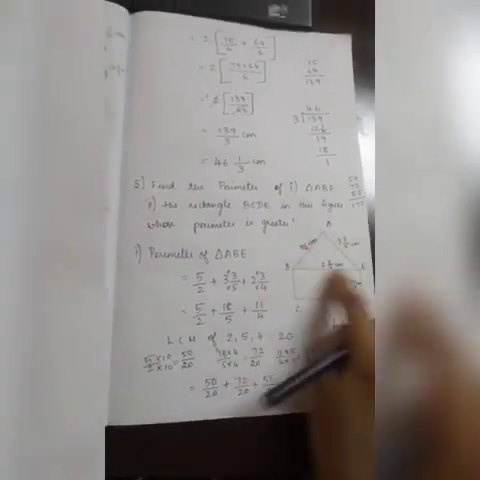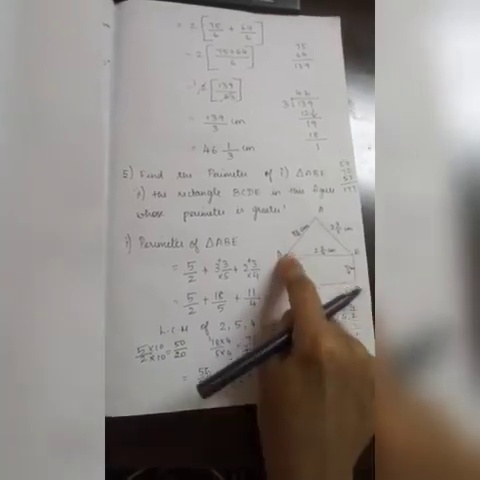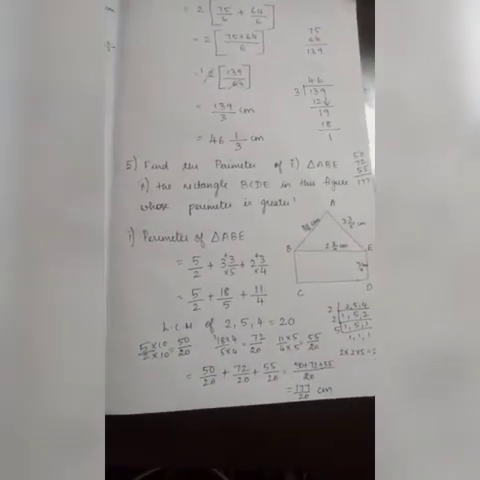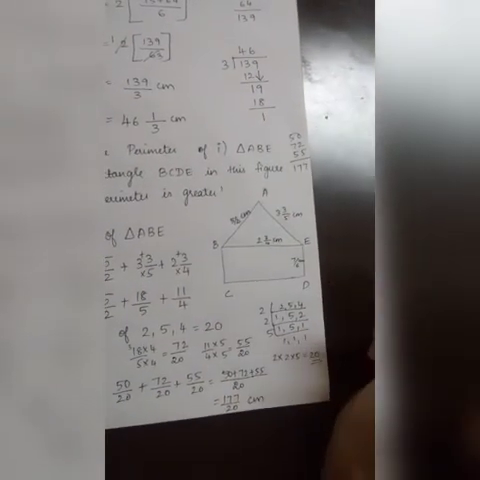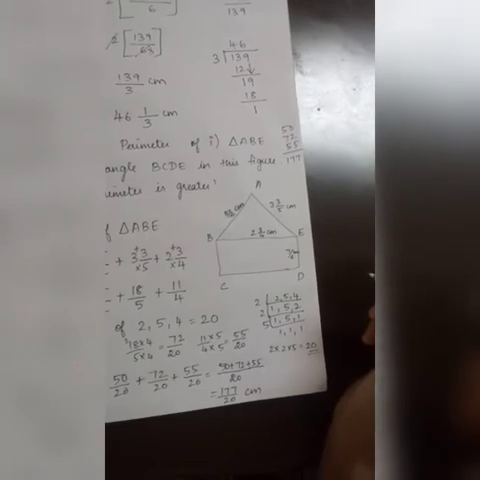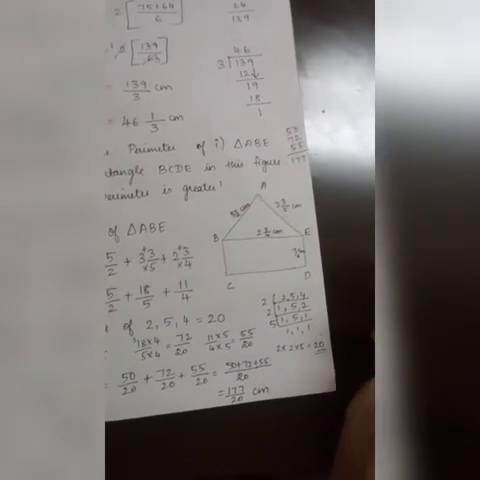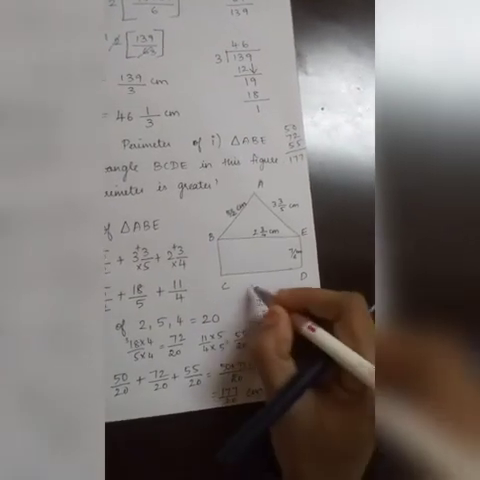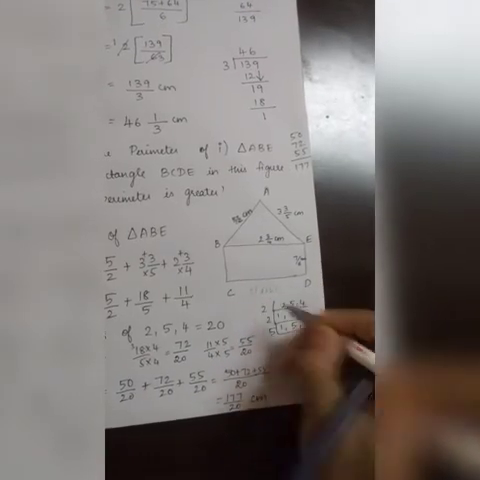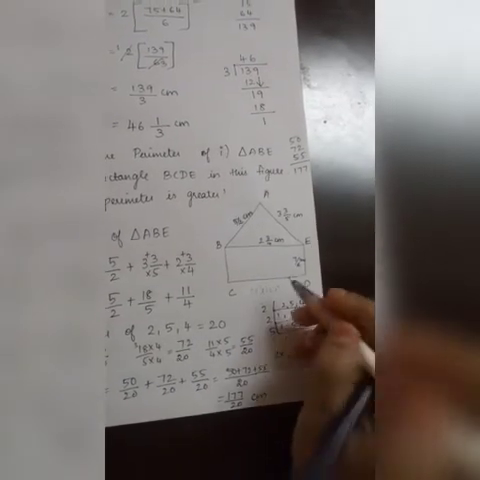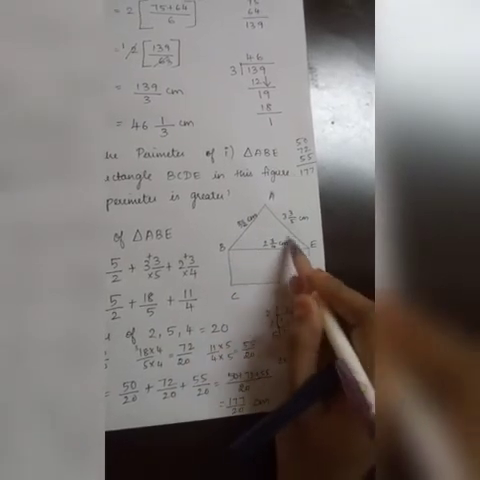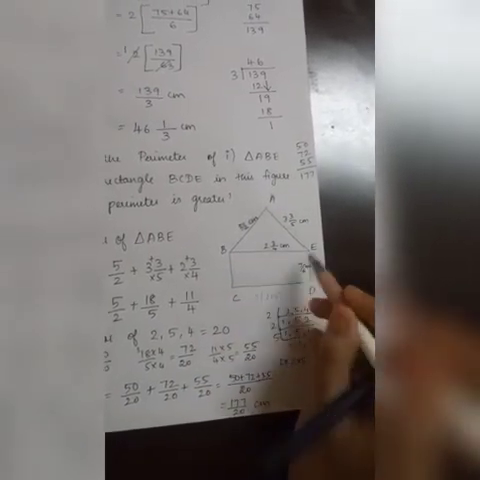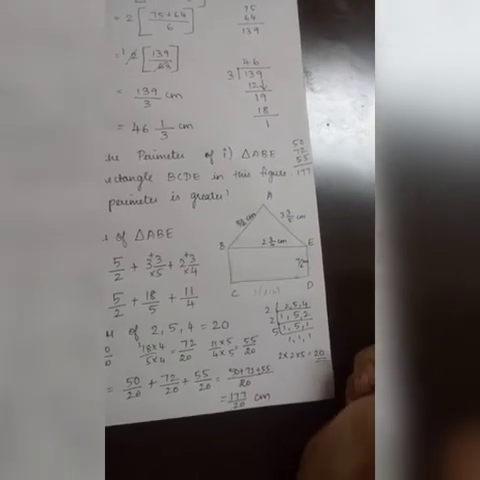Next we are going to find the perimeter of this rectangle BCDE. Understood? For finding the perimeter of the rectangle, what is the formula? 2 into L plus B, right? So what is the length of this rectangle? 2 3 by 4. What is the breadth? 7 by 16. So shall we do that?